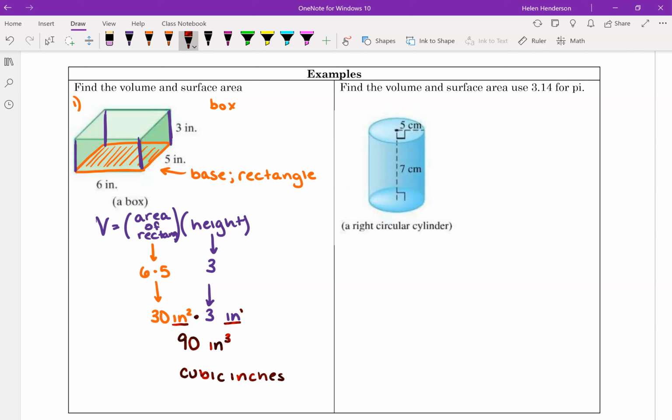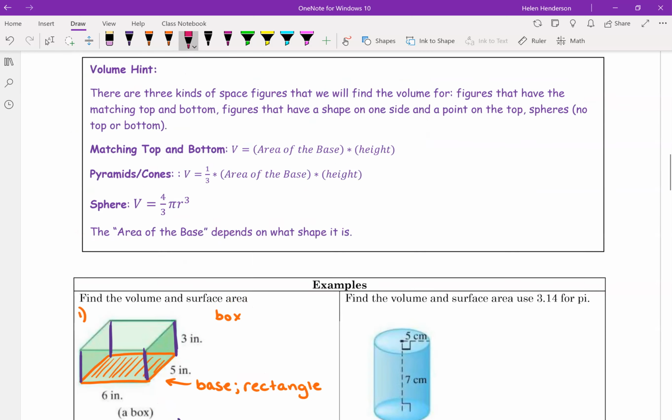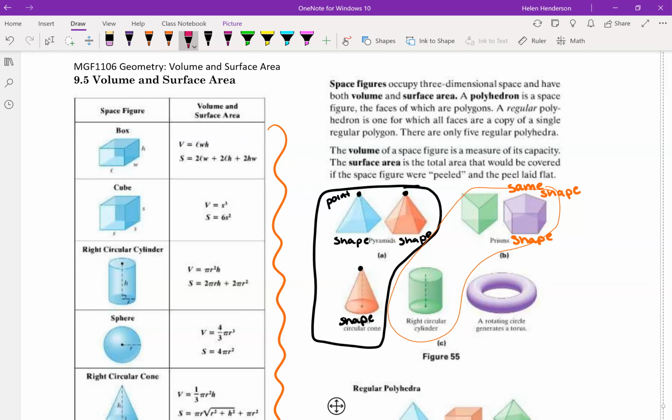Now, for surface area, because this problem wants us to find both volume and surface area. So for surface area, what you're going to do is refer back to the formulas. Let's get a different color pen here, and let's look back for the surface area of a box. So here's a box.